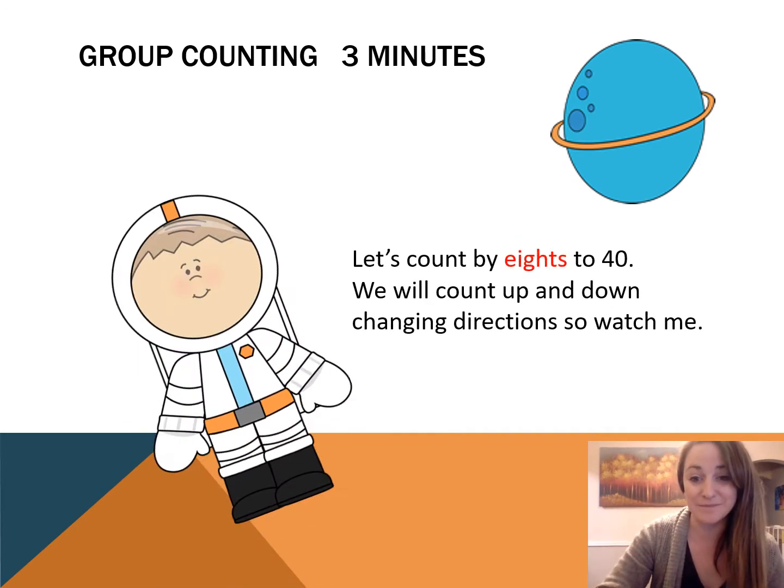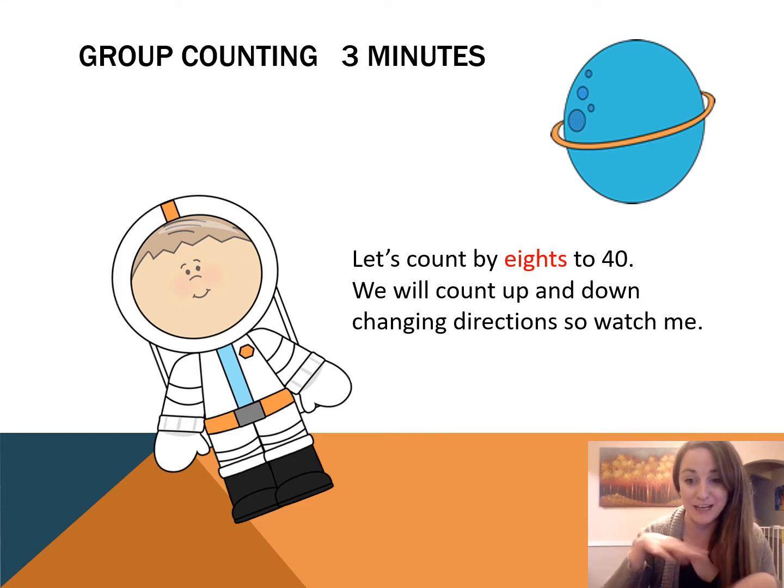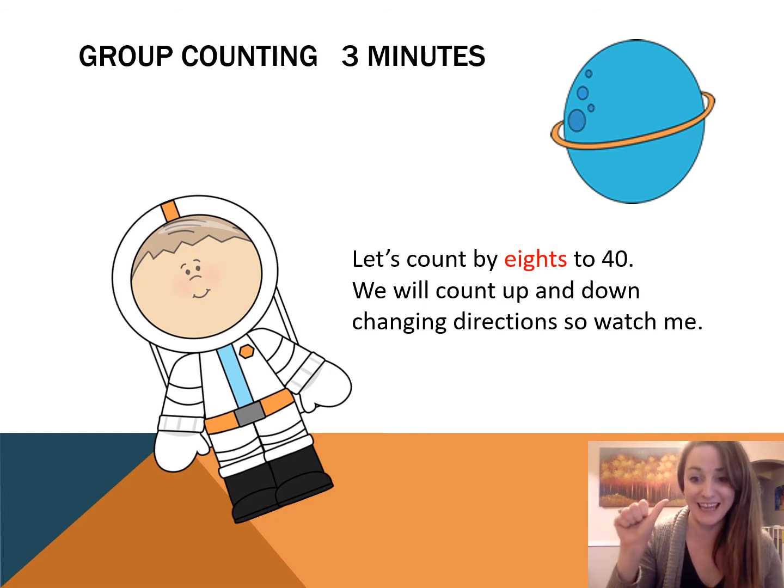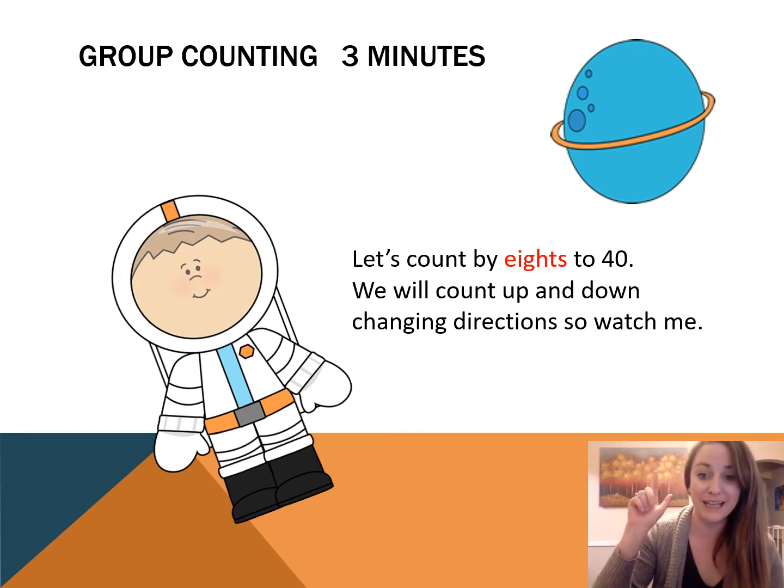Let's keep going. Let's count by 8s to 40. Let's wiggle those 7s off your hands. Bring it close. Count by 8s to 40 and go. 8, 16, 24, 32, 40. Bring it down. 40, 32, 24, 16, 8, 0.